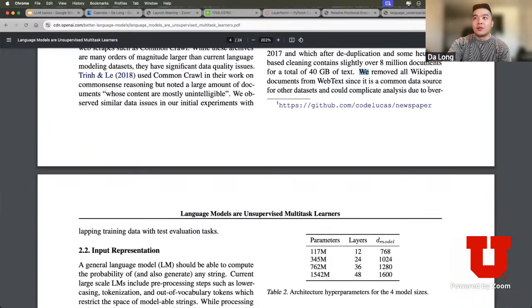They said maybe overlapping training data with evaluation tasks. So maybe they don't want the leakage, so they just remove the Wikipedia documents.